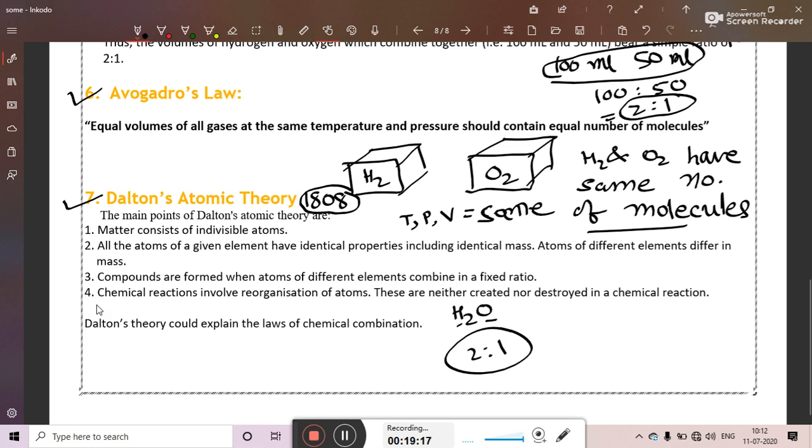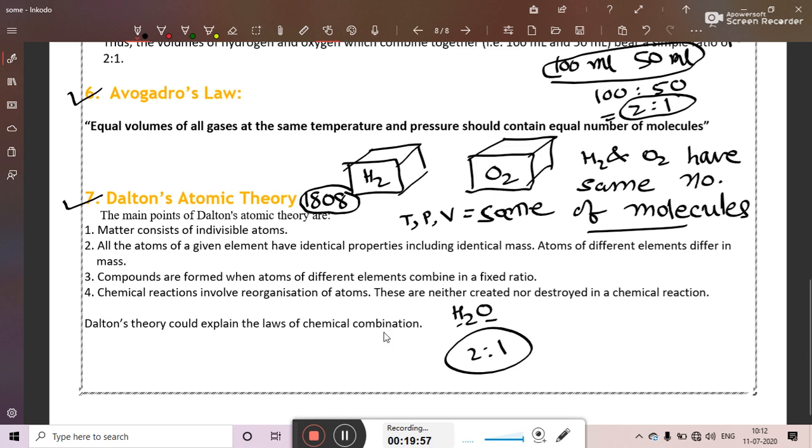Then the fourth postulate is chemical reactions involve reorganization of atoms. These are neither created nor destroyed in a chemical reaction. That means during a chemical reaction, just reorganization or rearrangement of atoms takes place. Otherwise, atoms are neither created nor destroyed. That means the number of atoms on the reactant side and the product side of the equation remains the same.